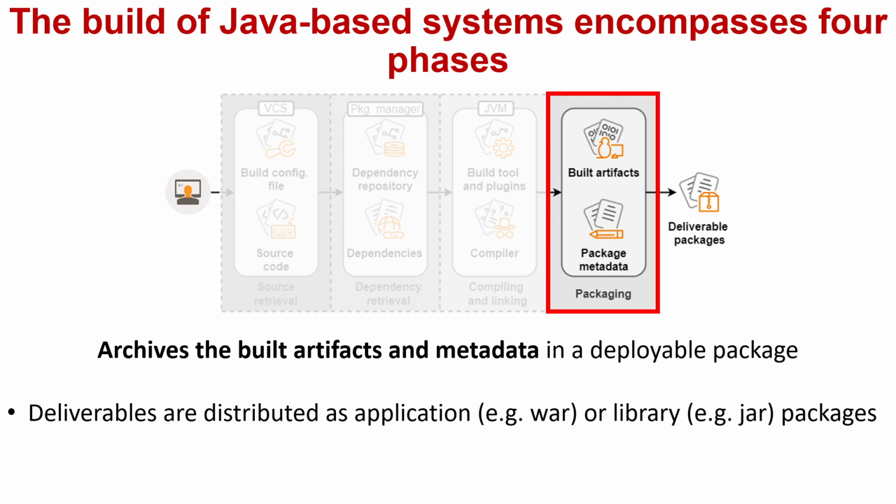The fourth and last phase archives all the class files generated in the previous phase together with some metadata in a delivered package. These deliverable packages are distributed as deployable Java applications, for example, a WAR file, or a Java library, such as a JAR file.